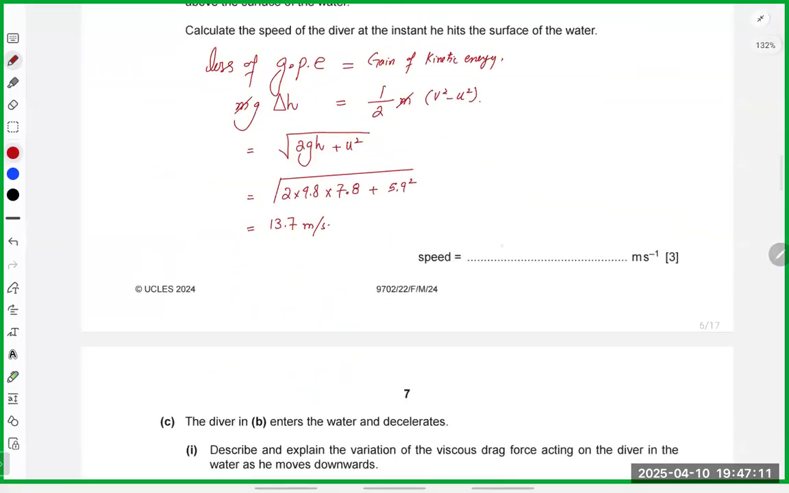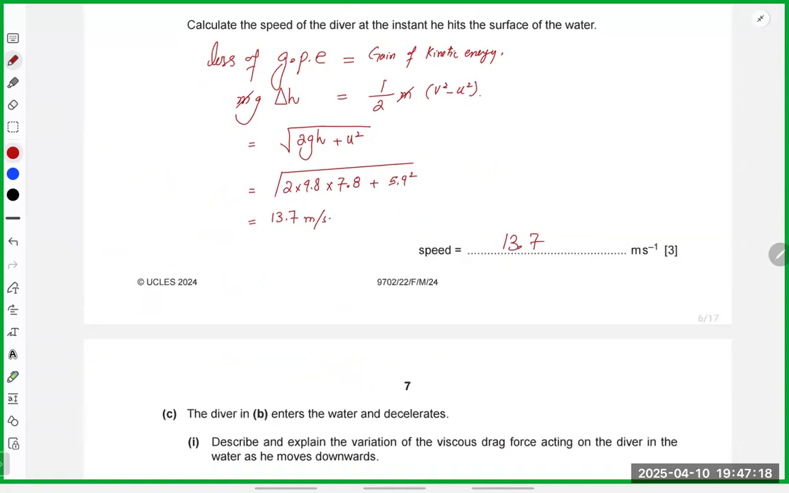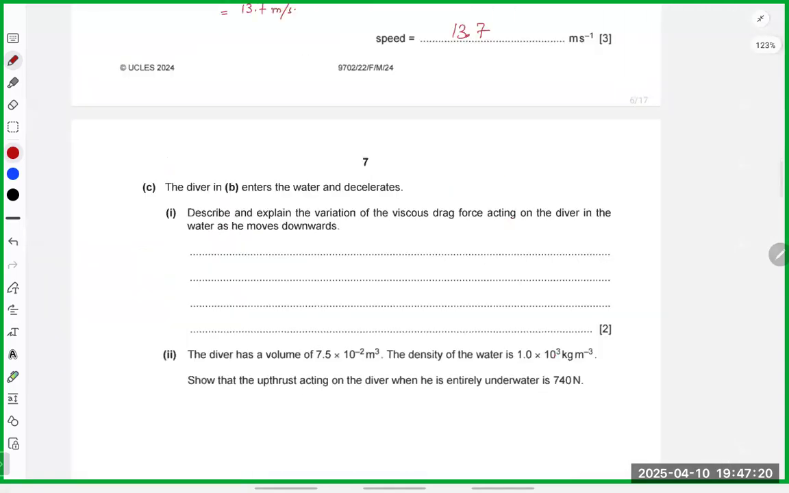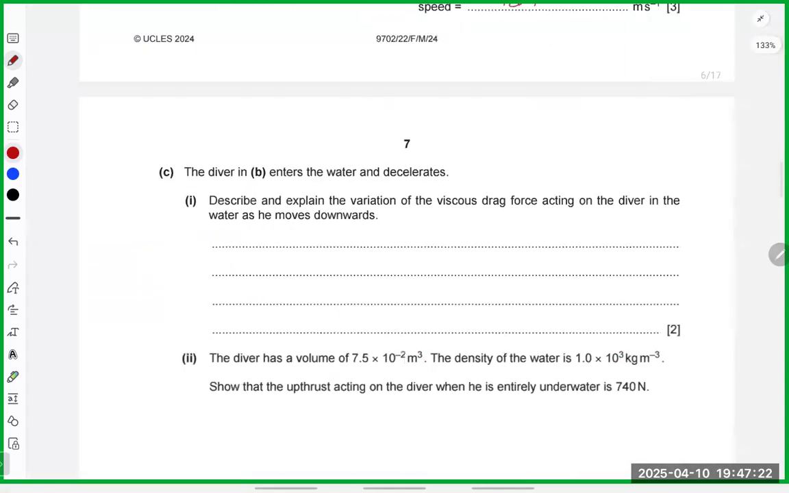I think it is straightforward. 13.7 meter per second. And if you want to answer in two significant figures, you can round it off to 14 meter per second. The diver enters the water.